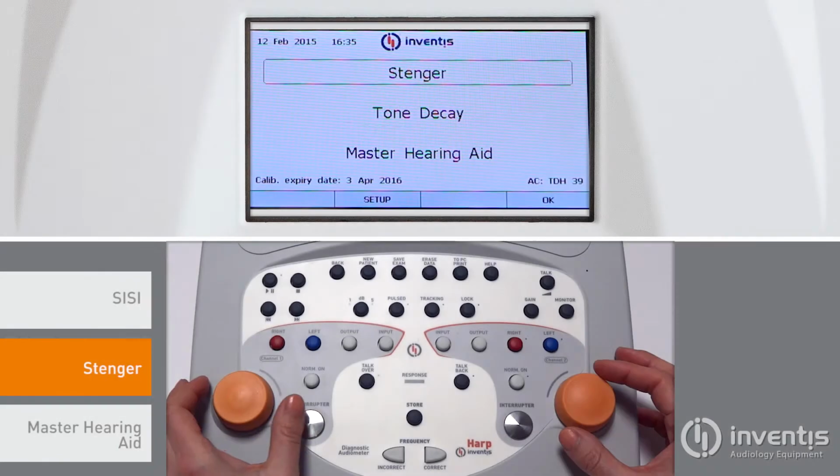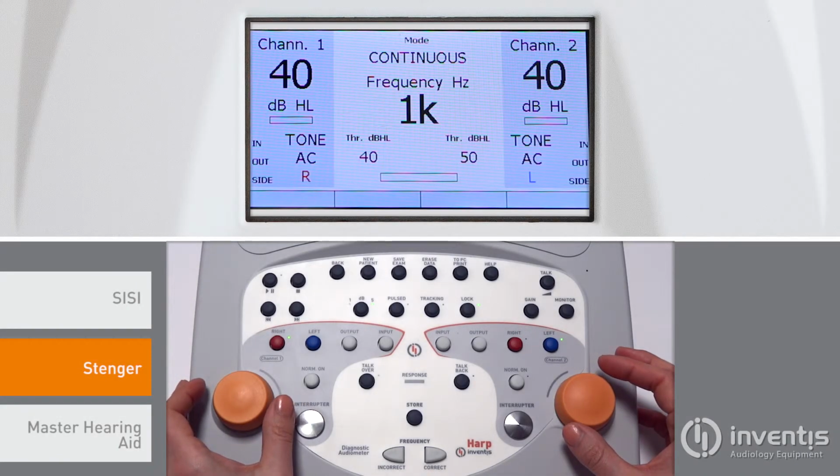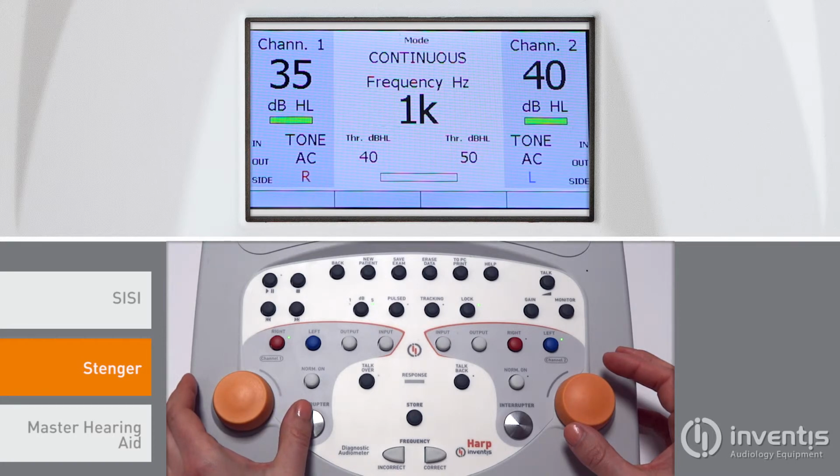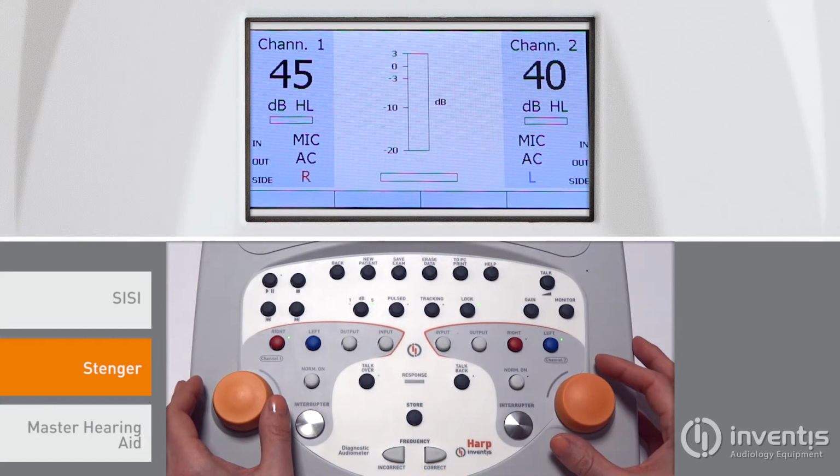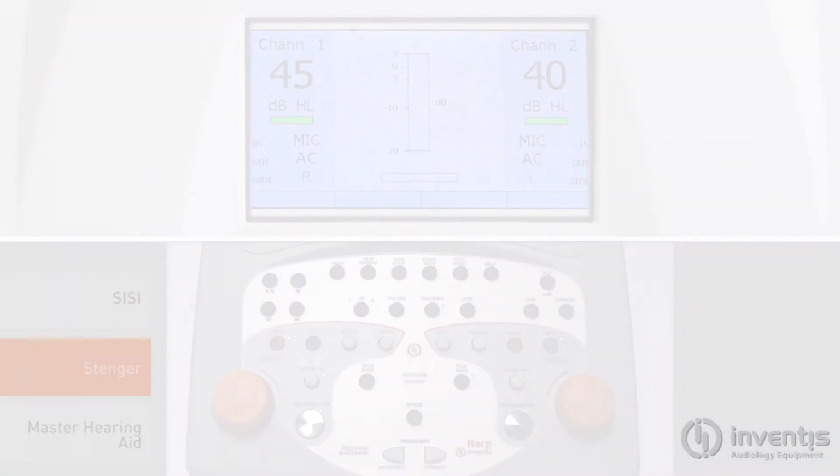The Stenger test can be used to establish whether or not a measured hearing threshold is genuine. It is based on the Stenger effect, which states that if a sound is presented to both ears at a single frequency, but simultaneously at different intensities, it will be heard only by the ear exposed to the higher intensity.